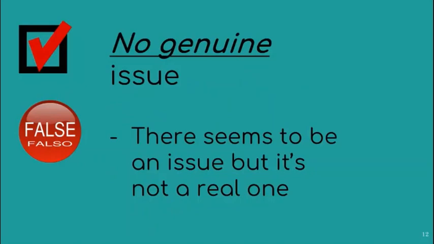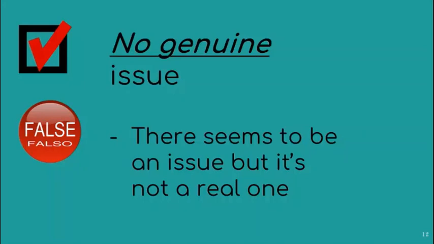Second, there is no genuine issue. There seems to be an issue, but it's not a real issue. This means that when you look at the complaint and the answer, there appears to be an issue that the parties are fighting for. However, when you examine the affidavits, depositions, and supporting documents submitted by the parties, you realize that the issues are not genuine.